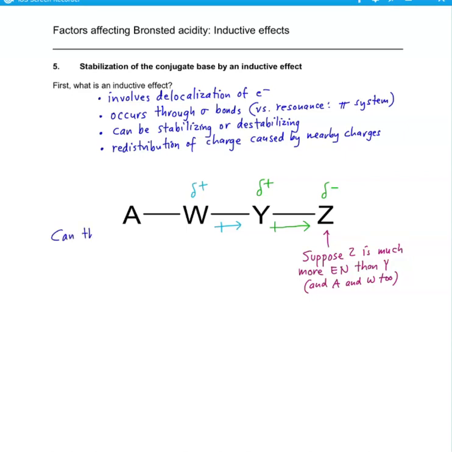So this example of an inductive effect we can think of as a dipole whose effects are felt remotely, so somewhere else in the molecule.